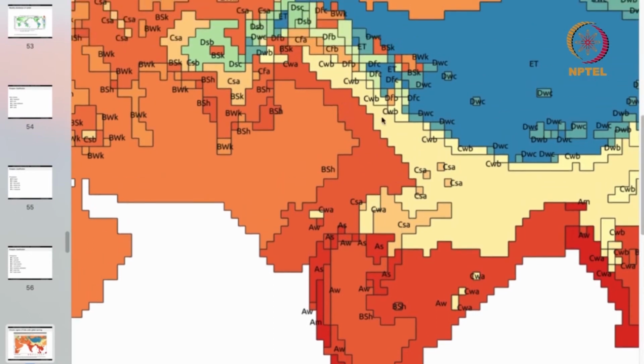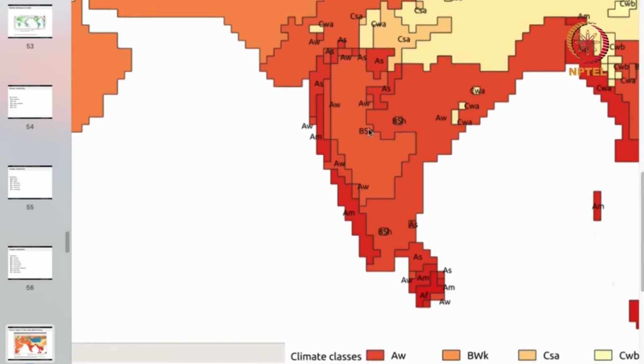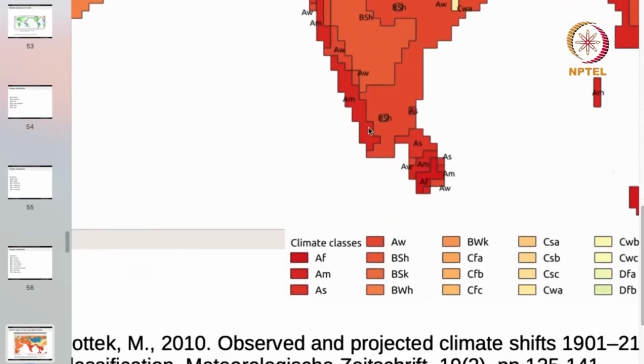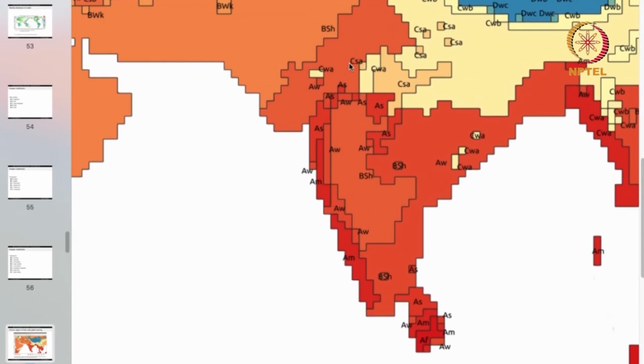The drier areas of our country have hot areas, so these are B together with H. Now this is what the Köppen classification looks like if we consider the period 1901 to 1925. Now let us understand what is changing. The climate of India is changing, as is the climate of the rest of the world.